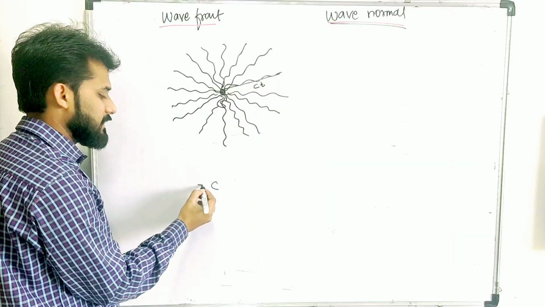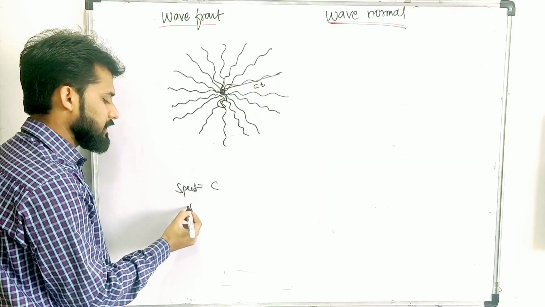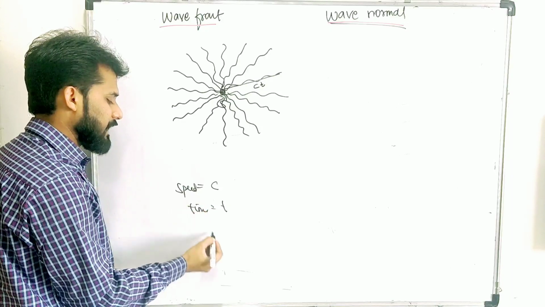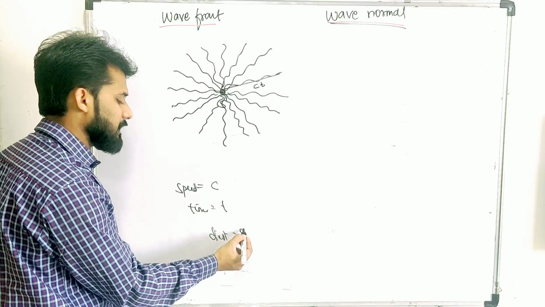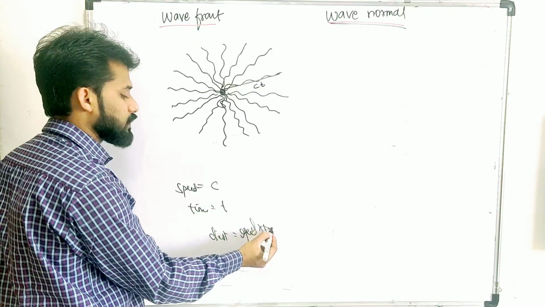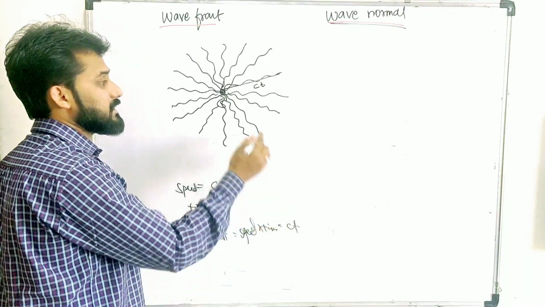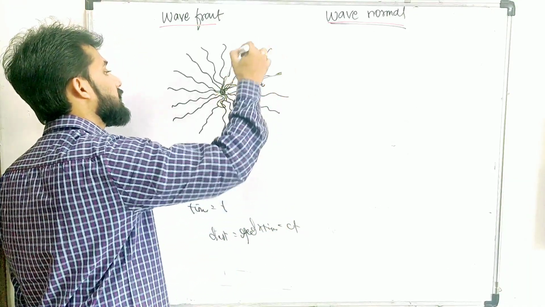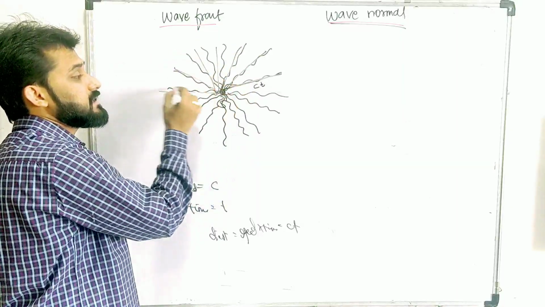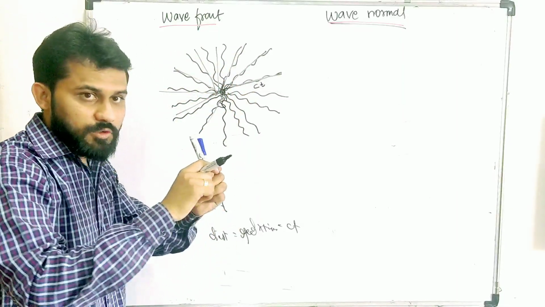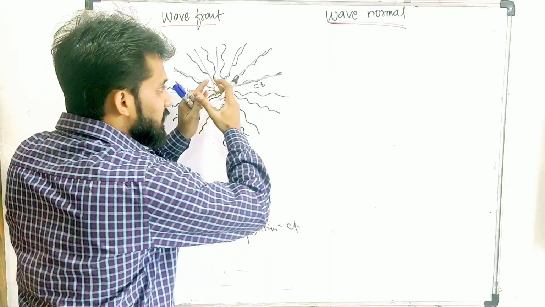Speed of light है c and time t. So speed into time किया तो क्या मिलेगा? Distance is equal to speed into time. So ct इतना distance, सब distance में, सब direction में they will cover the same distance, that is ct. So at t equal to 0, if you switch on the bulb, the light will start emitting in all direction.